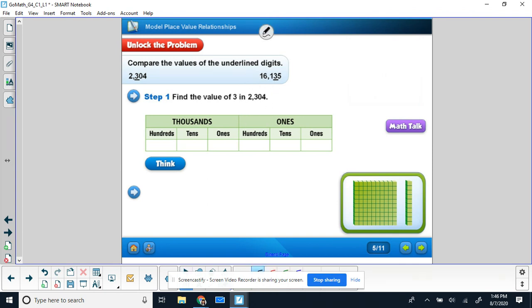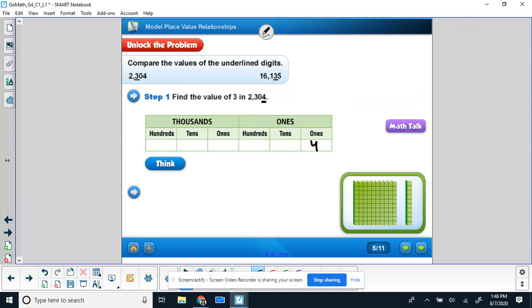So what you're going to do, you're going to start with the number on the far right, which is the 4. So remember, as we move from right to left, the value of the number gets bigger. So you would write your 4 in the ones place.